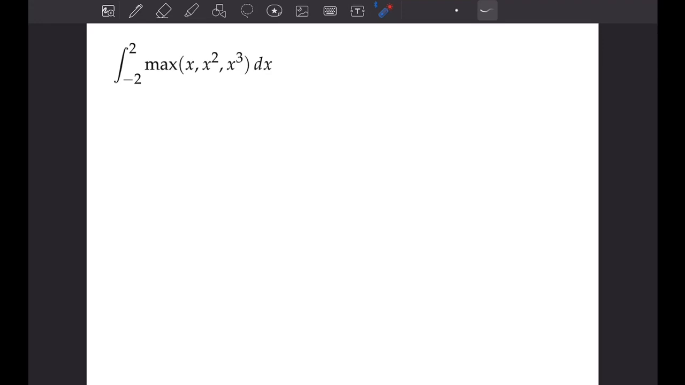Hey guys, this is a fun one. So we've got the integral of the maximum of x, x squared and x cubed, all between -2 and 2. To solve this, we need to figure out which function is biggest and when, i.e. over what interval of x is each one the maximum.